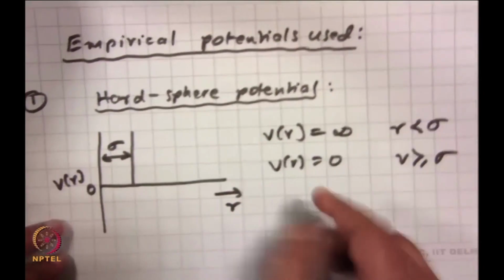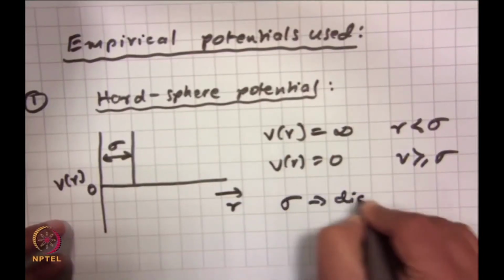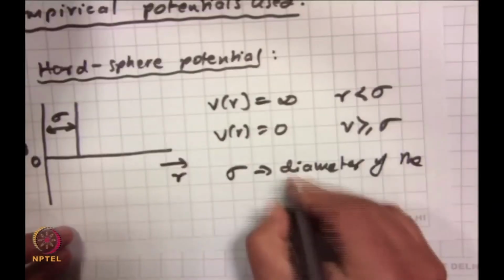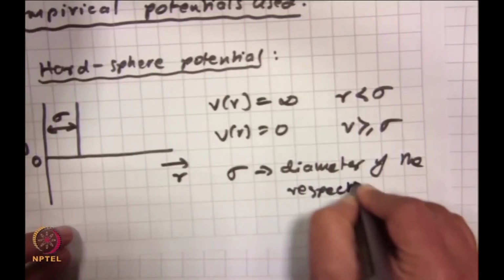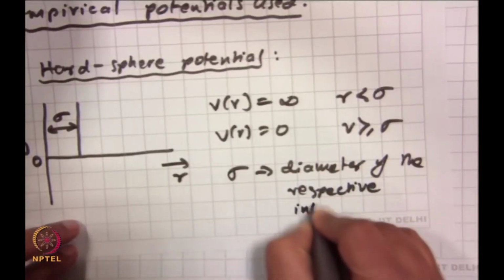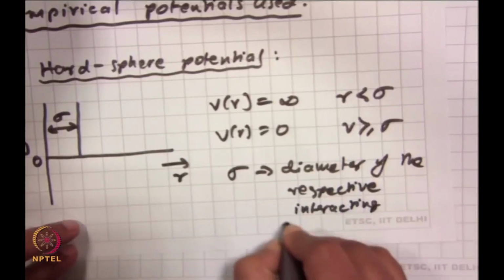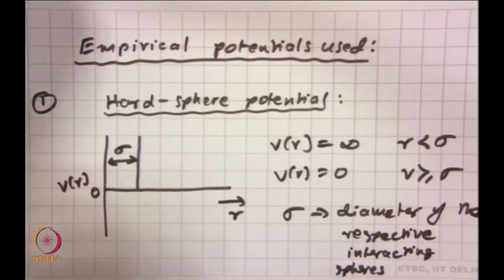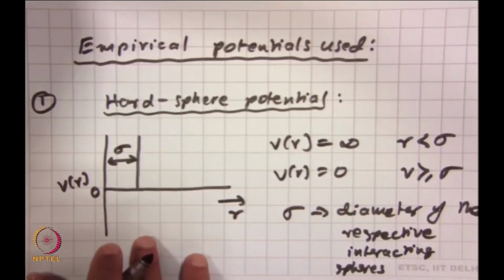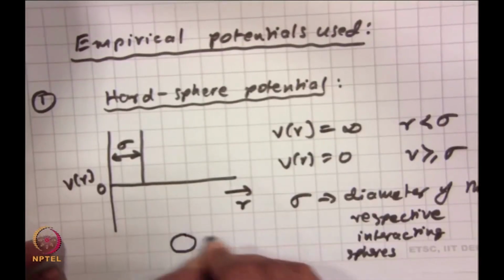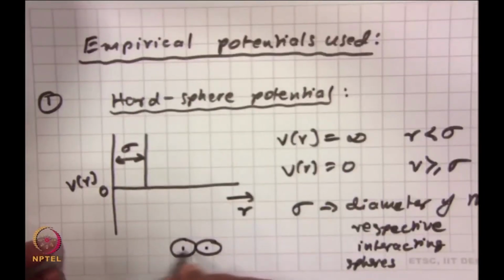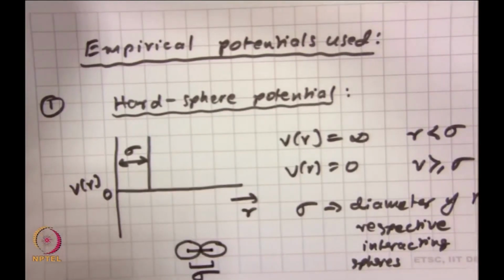Now, what is sigma? Sigma is the diameter of the respective interacting spheres. So, if I have two spheres like this, they are referred to as hard spheres. That means these are two spheres and I can take this distance to be sigma, in touch with each other.